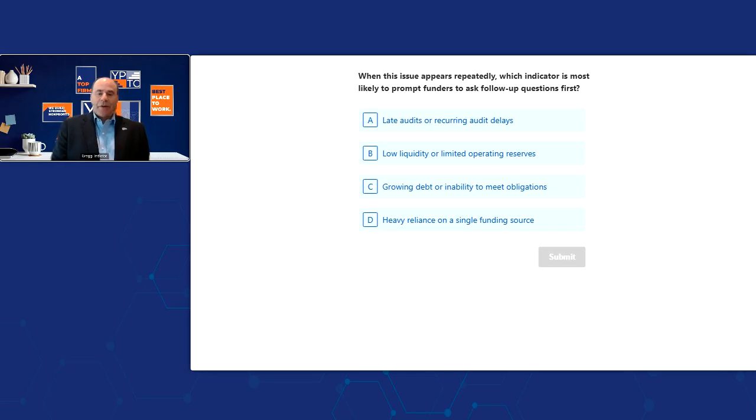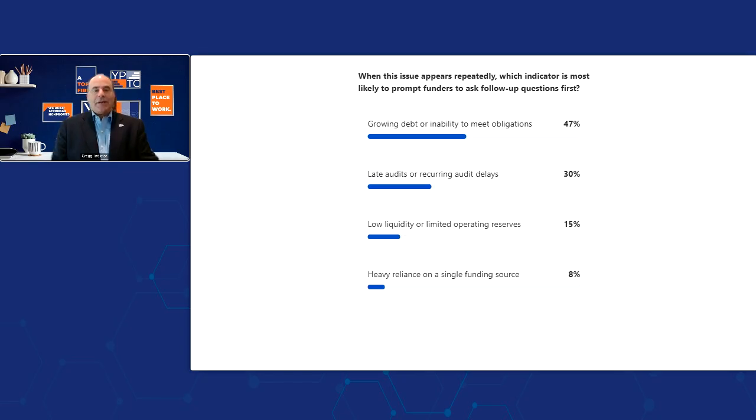All right, the answer, the biggest driving factor is A. Again, I think that funders are going to be questioning that first, and then they might get into some of the ongoing issues of low liquidity, growing debt, and heavy reliance on funding sources. But having late audits year after year, I think that's going to trigger some hard conversations with the funder. All right.